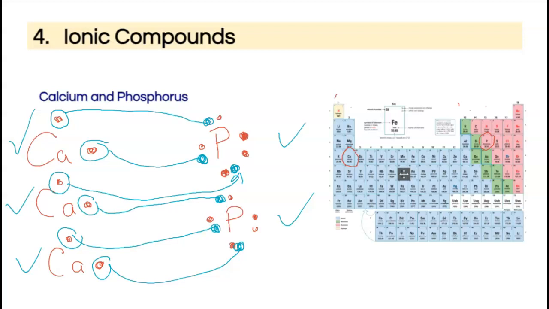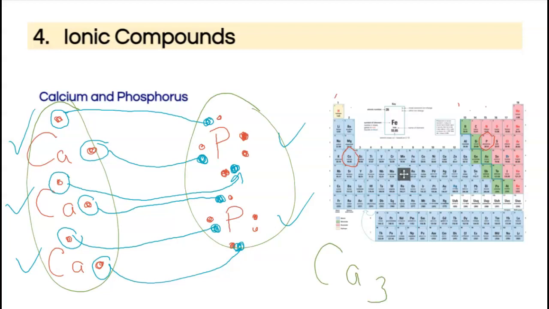So let's look at this overall. What did I need? I had 3 calciums that I needed, so Ca3, for every 2 phosphoruses, so P2. So there's the ionic formula for calcium and phosphorus, and that's kind of showing the long version. This is why the formula is what it is, okay? That's why it is what it is.